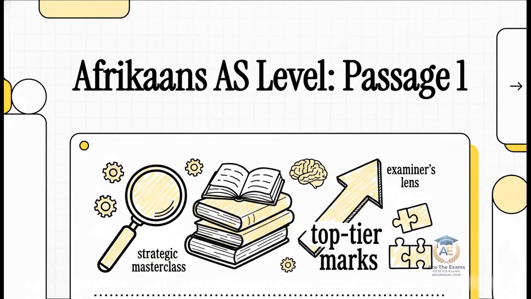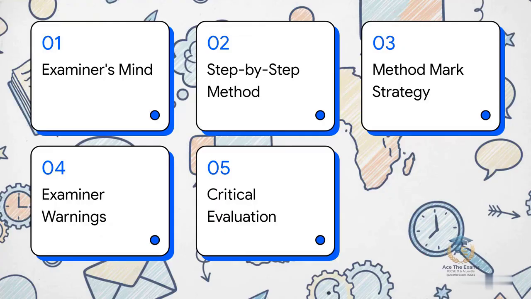We're looking straight through the examiner's lens to decode exactly what separates your average, middle-of-the-pack responses from the truly elite top-tier marks. Okay, let's dive right into this. Here's the blueprint we're using today to secure those top marks. We're going to start by getting inside the examiner's mind. Then we'll outline a step-by-step methodology, uncover that crucial method mark strategy, review the top 3 examiner warnings, and finally, wrap it all up by mastering critical evaluation.